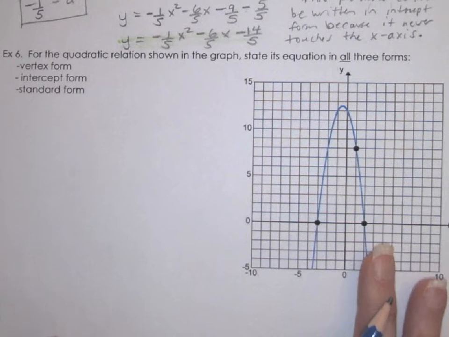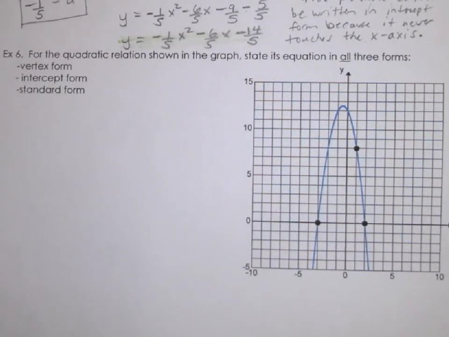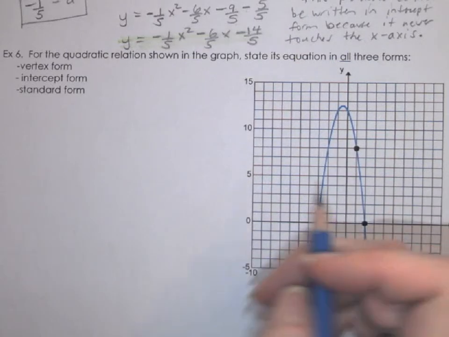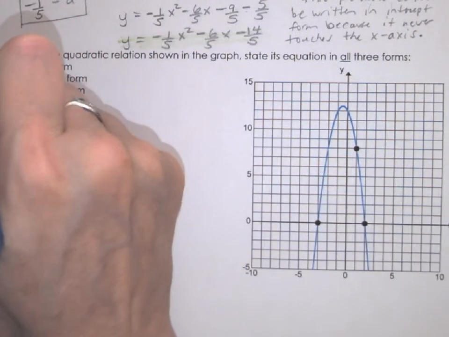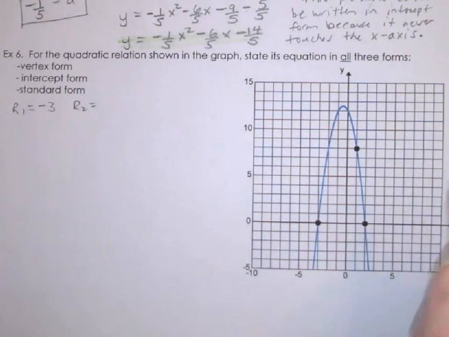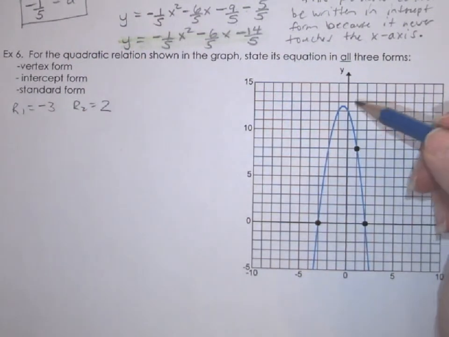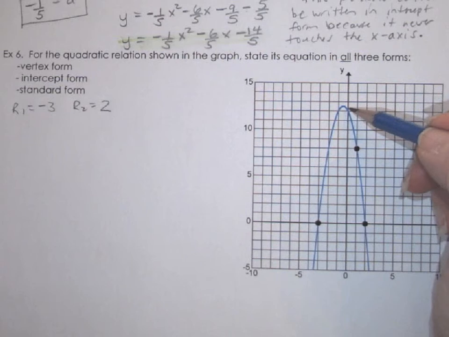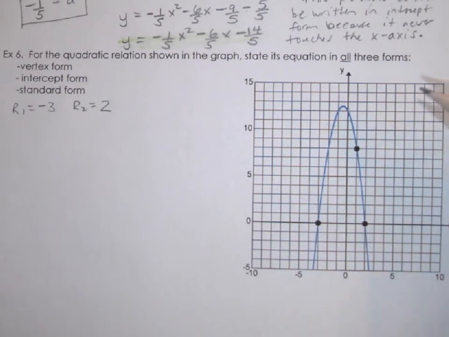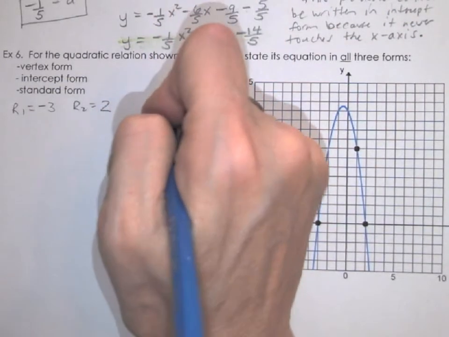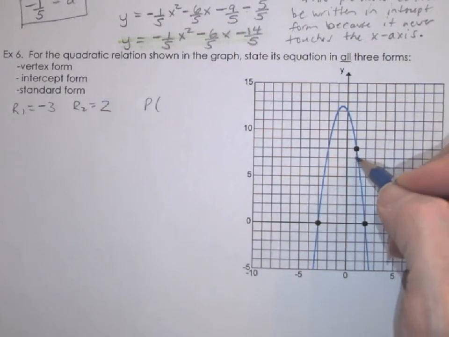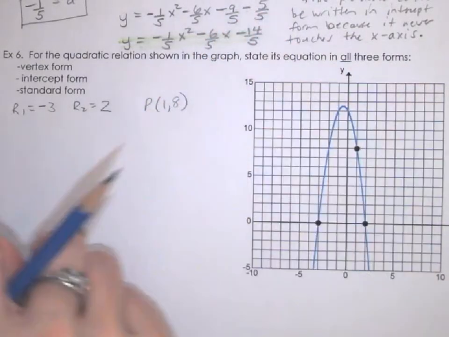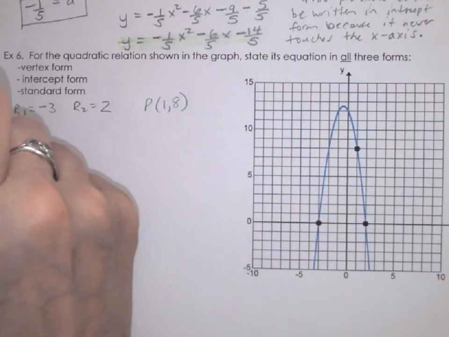For the quadratic relation shown in the graph, state its equation in all three forms. Okay, so this time you can see we're given the x-intercepts. So R1 is negative 3, R2 is positive 2. We don't know the vertex. It looks like it might be at negative 0.5 for the h, but we're not going to guess. But we do know this point is on the parabola, and that's the point (1, 8). So because we know the intercepts, we're going to start off with our intercept form.